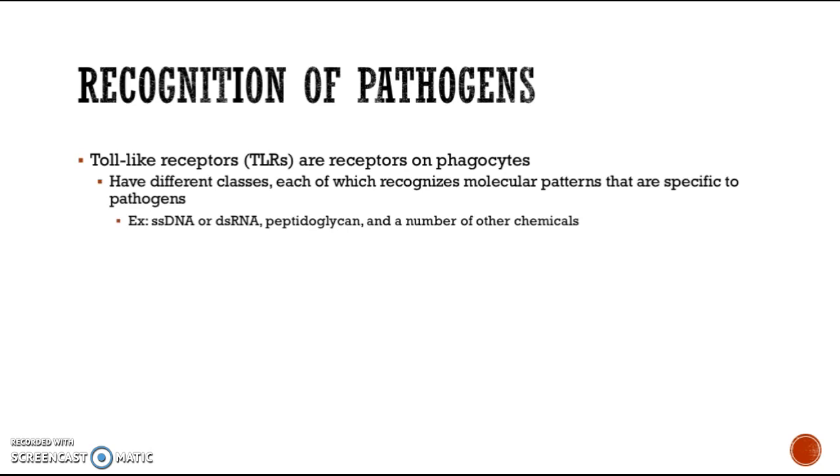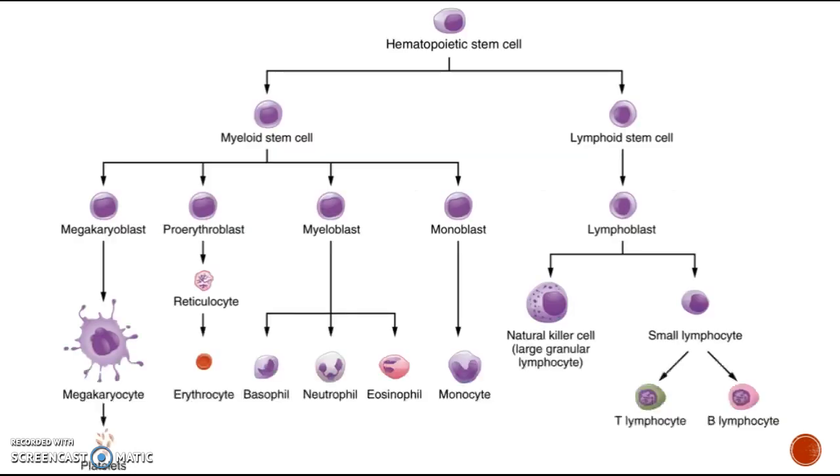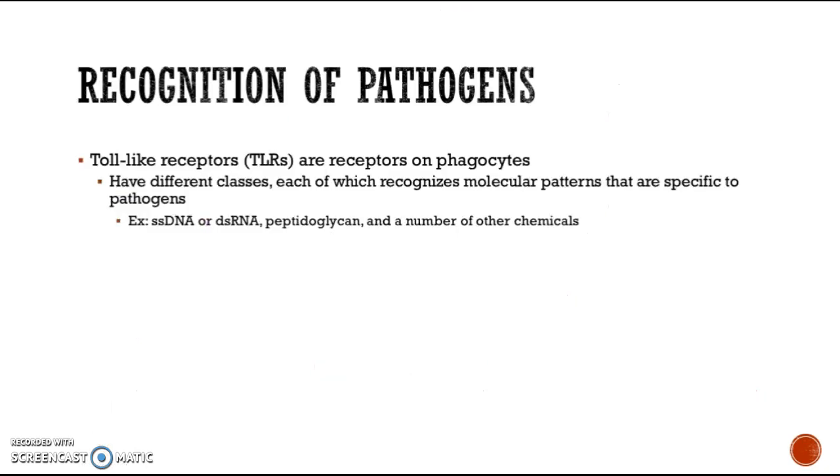For example, single-stranded DNA or double-stranded RNA. We're just not going to have them in our bodies. We shouldn't. And if we do, it's probably a sign of something invading us. Peptidoglycan and a number of other chemicals, chitin and other types of sugar protein moieties are going to be really common in pathogens, but not common in us. So these receptors that are on the outside of the phagocyte are going to bind to whatever it is, and then as soon as that binds, it's going to cause the endocytosis of that material and then the breakdown of the material, right? So that's going to get rid of a lot of pathogens.